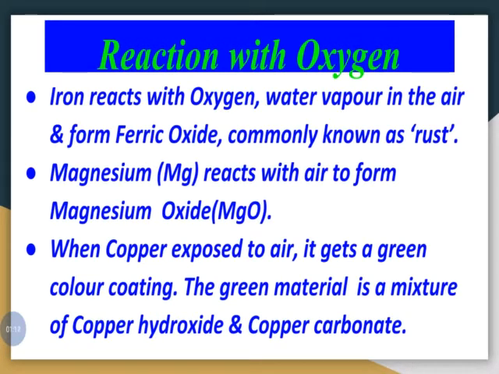Like that, magnesium reacts with air to form magnesium oxide. When copper is exposed to air, it gets a green color coating. Here, the green color material is a mixture of copper hydroxide and copper carbonate. Normally, we use copper vessels in our home. When it is exposed to air, you can see this green color coating.